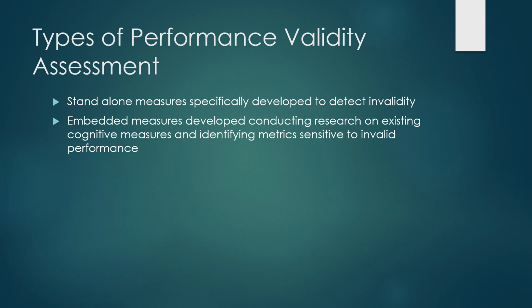So in order to assess performance validity, we can use 2 different types of measures. There are standalone measures that have been specifically developed to detect invalidity, and there are also embedded measures, developed by conducting research using existing cognitive measures to find particular metrics that are sensitive to invalid performance. And these embedded measures can be very helpful because they can save time. So they generally don't add much length onto the neuropsychological evaluation.